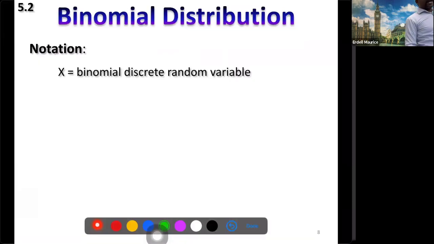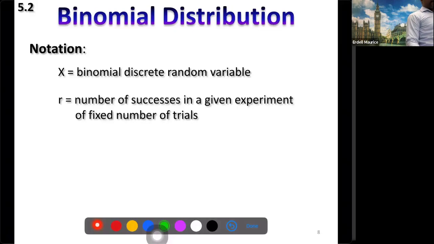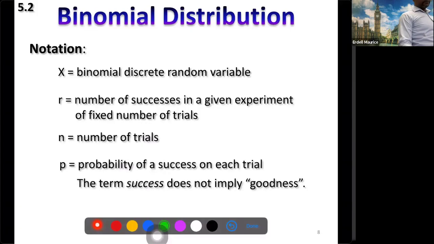Let's take this for a ride. First things first is we determine our variable. X is your binomial discrete random variable. R is the number of successes for a given experiment. And N is the number of trials. And P is the probability of success. And Q is the probability of a failure.